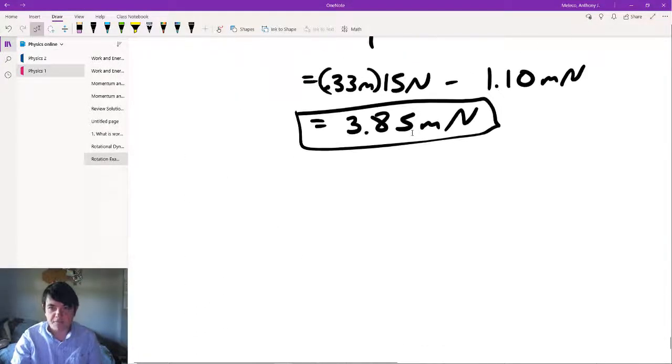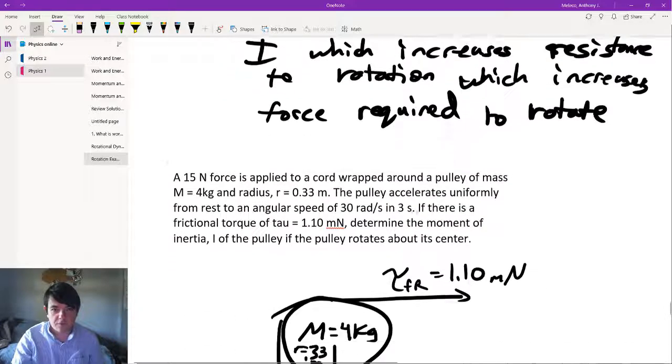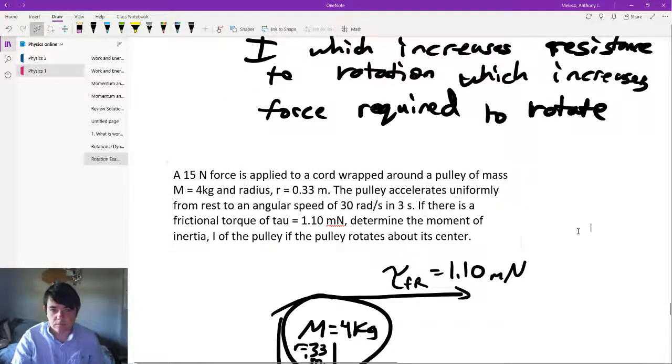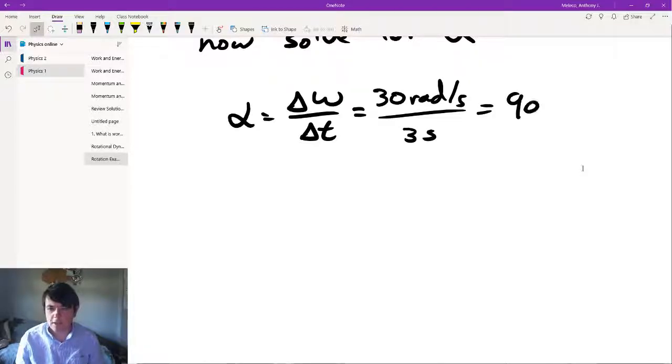The next thing we need is alpha. Alpha is the rate of change of the angular velocity over time. This was given to us as 30 radians per second in 3 seconds, which would be 90, or 10, sorry. I multiplied instead of divided, so 10 radians per second squared.